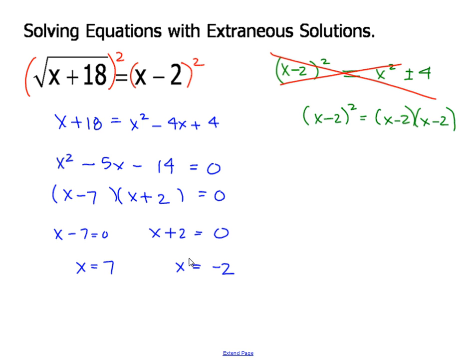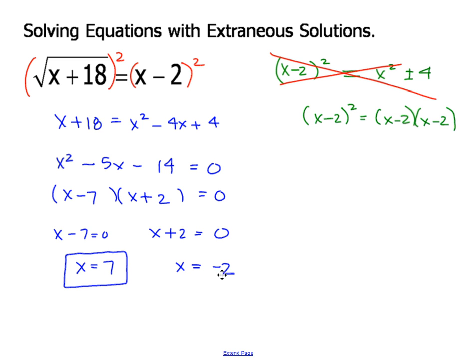So we're going to check our answers. So first I'm going to put 7 in for all of my x's. So when I put in 7, 7 plus 18 is 25. The square root of 25 is 5. So I have 5 on the left. On the right, 7 minus 2 is 5. So I have 5 equals 5. So this answer is perfectly fine.